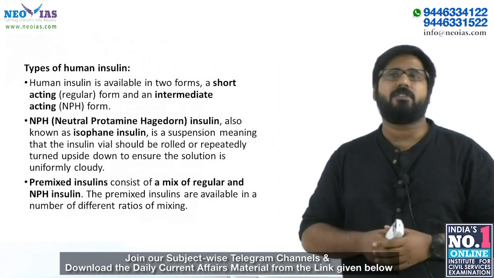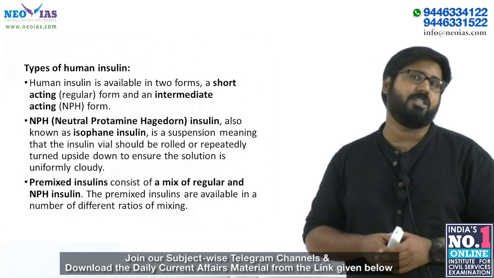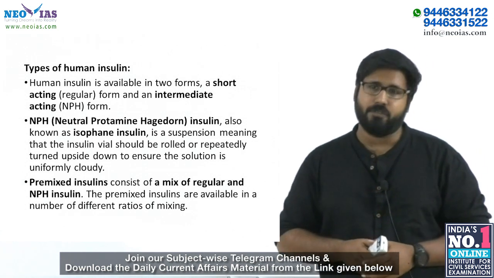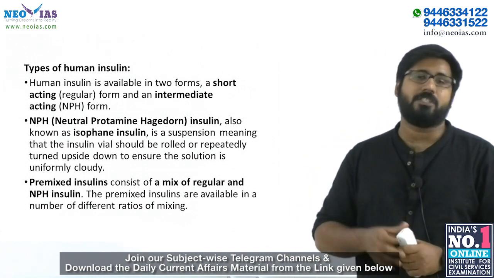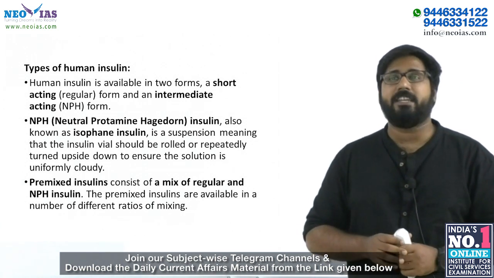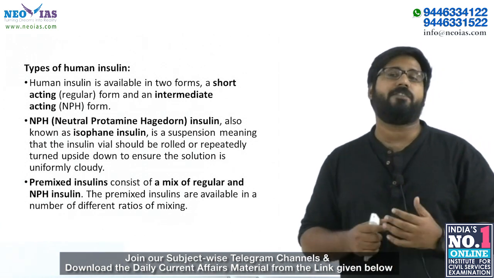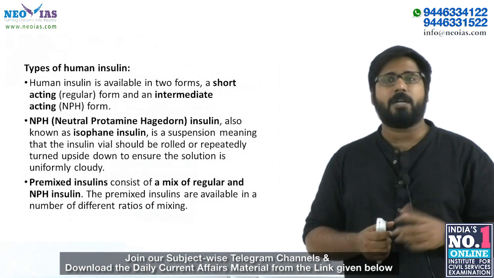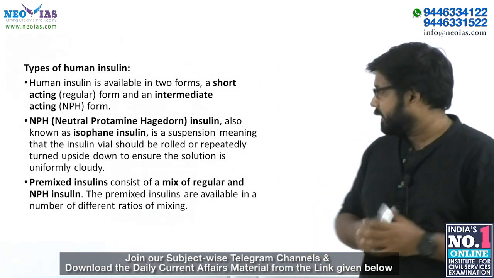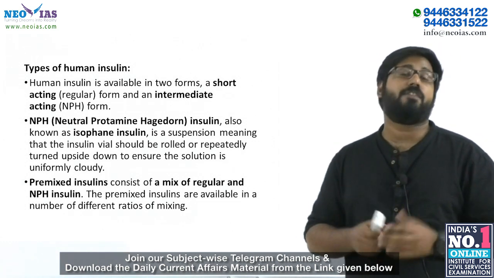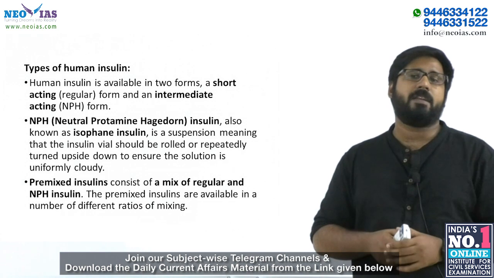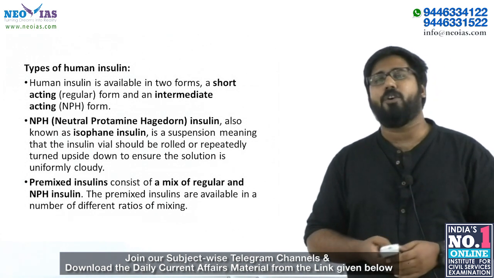Now, human insulin is available in 2 forms, that is a short-acting regular form and an intermediate-acting NPH form. Now, the NPH, which is neutral protamine Hagedorn insulin, also known as isophane insulin, is a suspension, meaning that the insulin vial should always be turned upside down to ensure that the solution is uniformly cloudy. Other than that, the pre-mixed insulin consists of a mix of regular and NPH insulin, and the pre-mixed insulins are available in a number of different ratios of mixing.